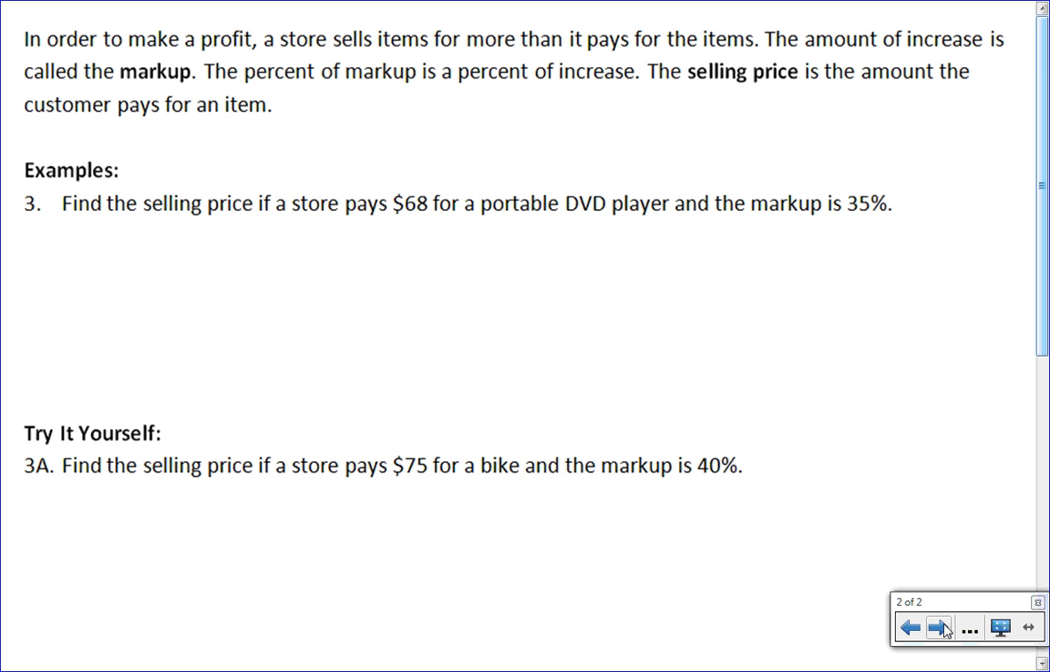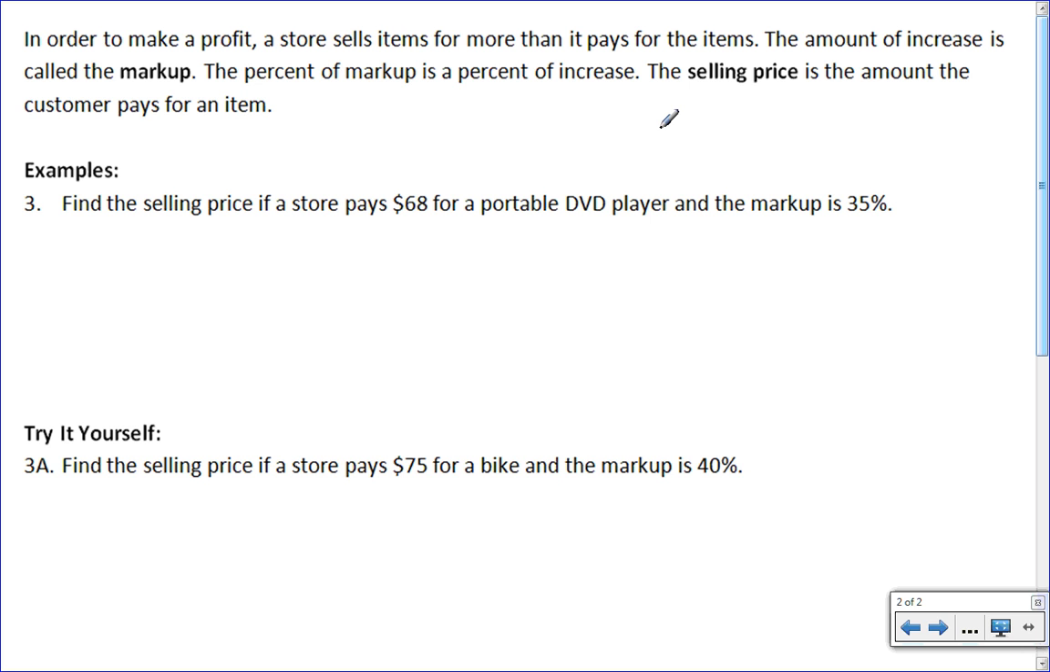Okay, so sometimes we use percent increase or percent decrease to show how much something costs currently. Again, usually dealing with prices. So in order to make a profit, a store sells items for more than it pays for the items. The amount of increase is called the markup. The percent of markup is a percent of increase. And the selling price is the amount the customer pays for an item.